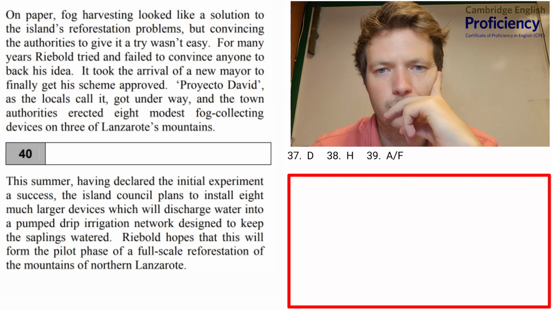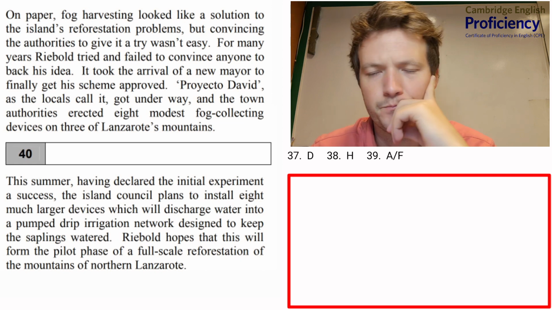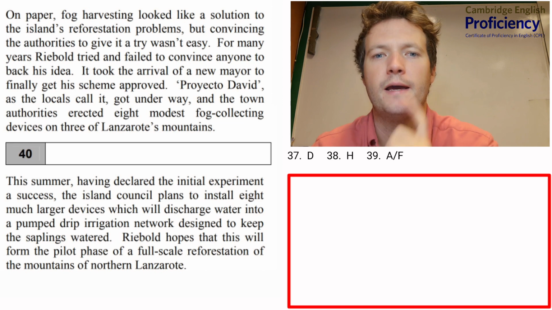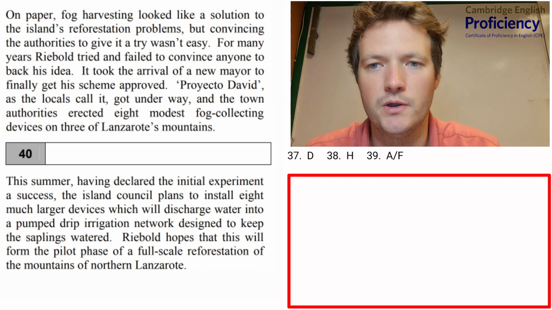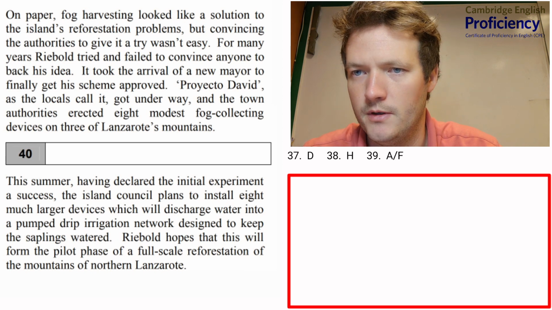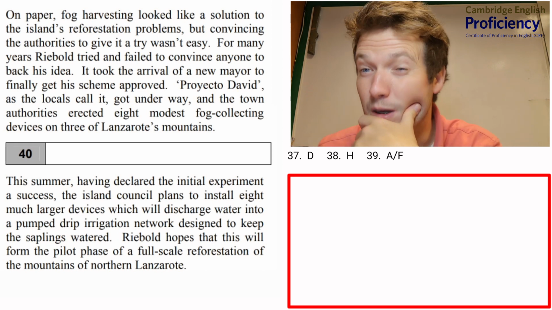So, in 40, we're talking about what has happened, right? So they did eventually erect 8 modest fog collecting devices on 3 of Lanzarote's mountains. Is A a possibility here?